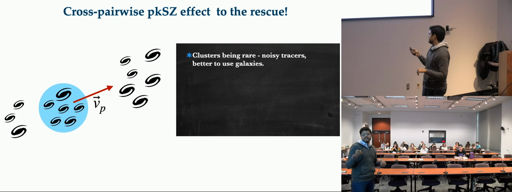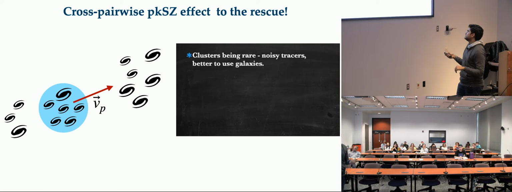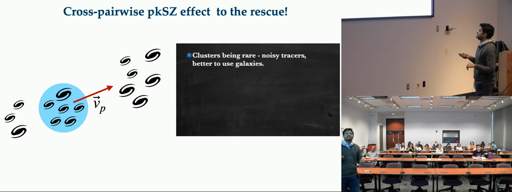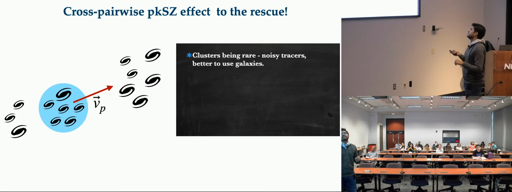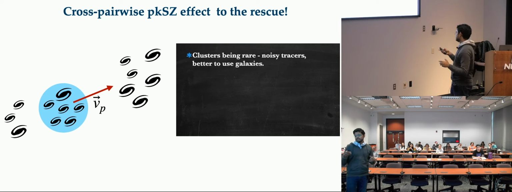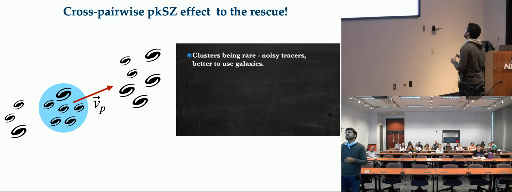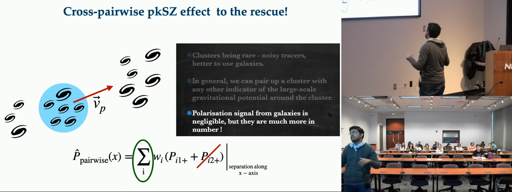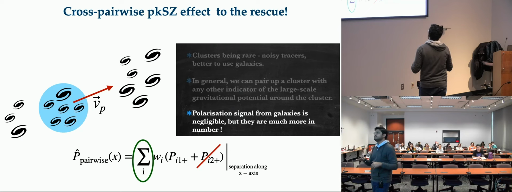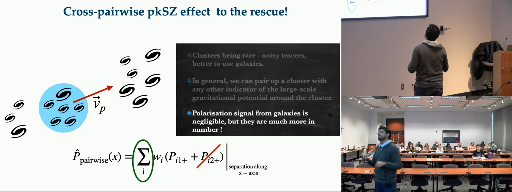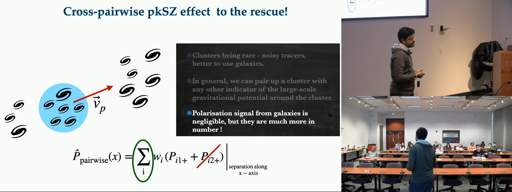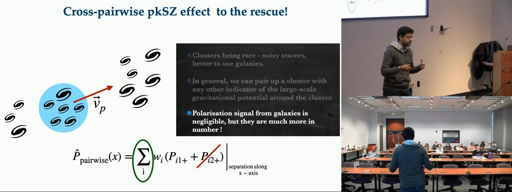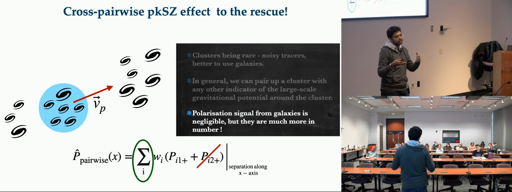You can understand this by this diagram: say, for example, this cluster is surrounded by more galaxies on this side and fewer galaxies on this side. So statistically speaking, it will be moving towards this gravitational potential. When you stack such galaxy-cluster pairs, there are two competing effects which come into play. One is that in a pair, if one of these is a galaxy and the other is a cluster, you do not get any polarization signal from the galaxy. This is primarily because the optical depth of these galaxies is about two orders of magnitude below the optical depth of clusters.